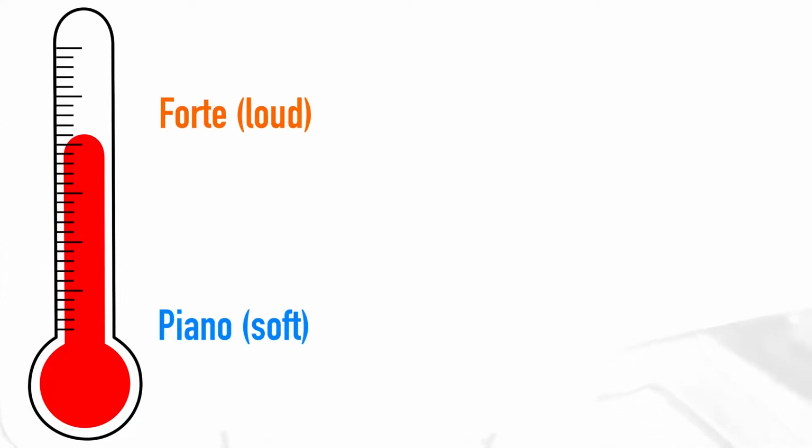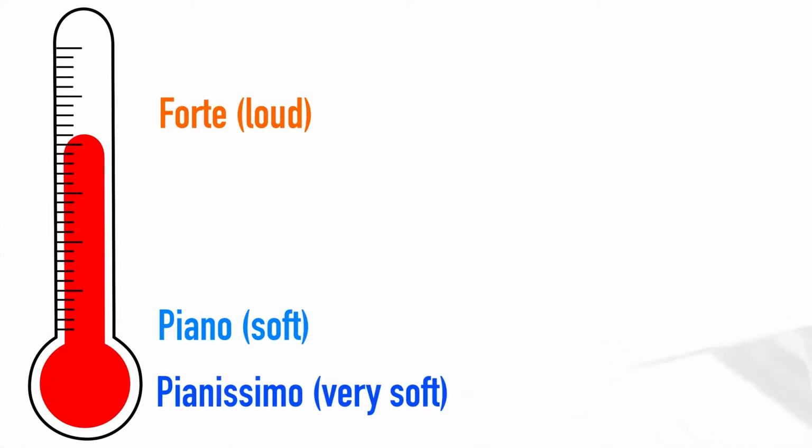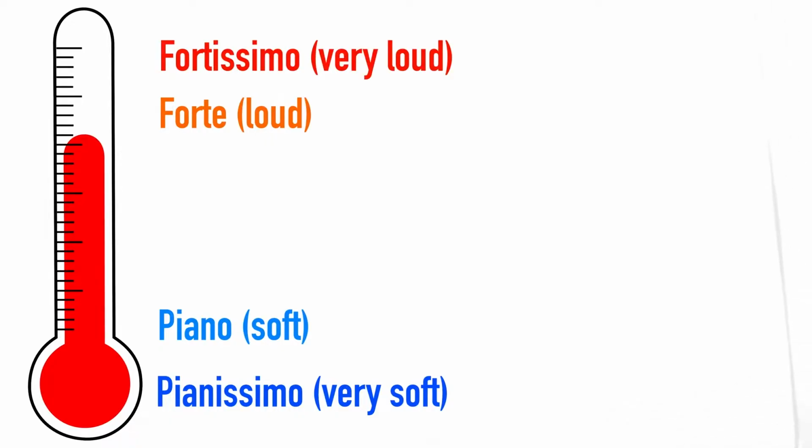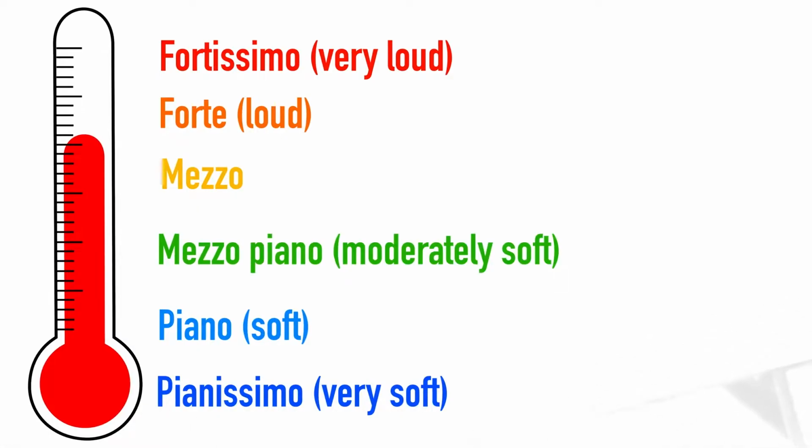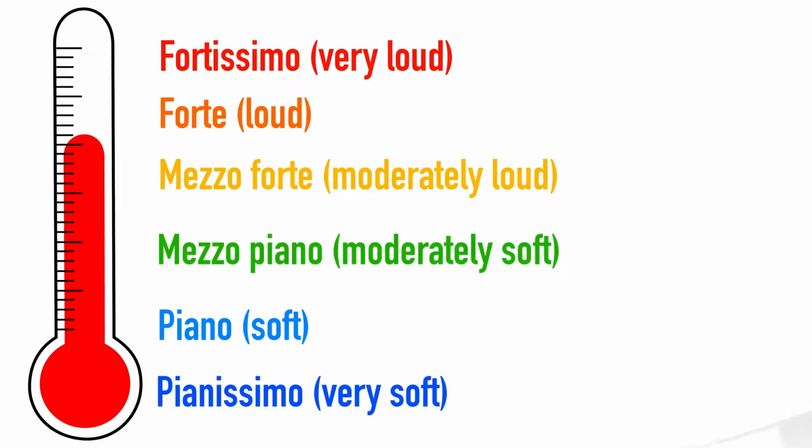If we think of temperature, we don't just have hot or cold, but a variety of different degrees in between, and the same applies to dynamics. Pianissimo means very soft or quiet. Fortissimo means very loud. But what about the middle? Well, we use the word mezzo, which translates as half, or in music, moderately. So mezzo piano means moderately soft, and mezzo forte means moderately loud.